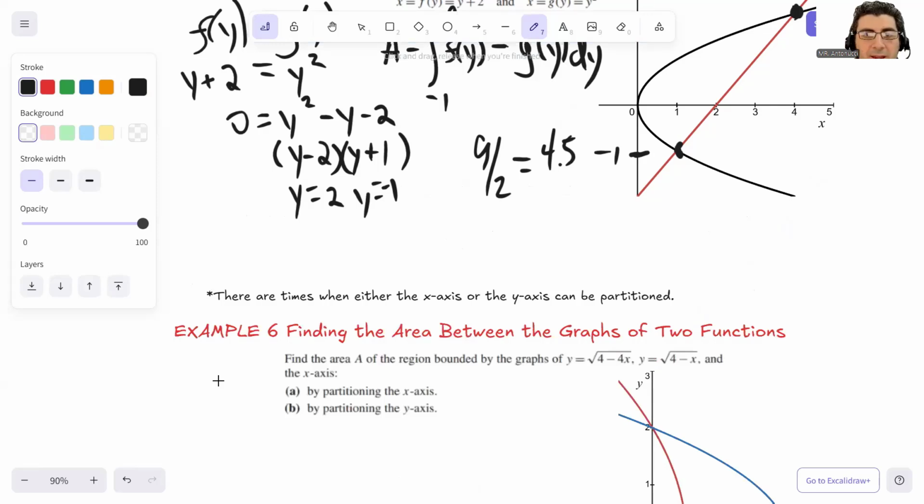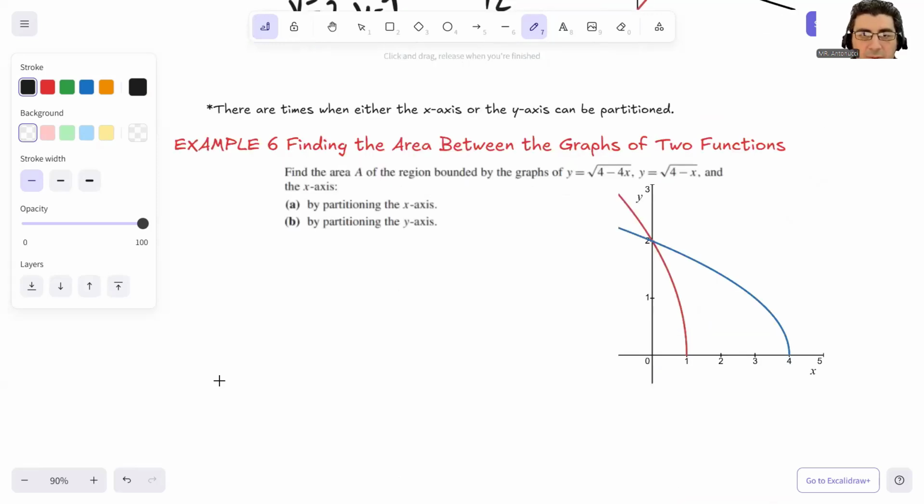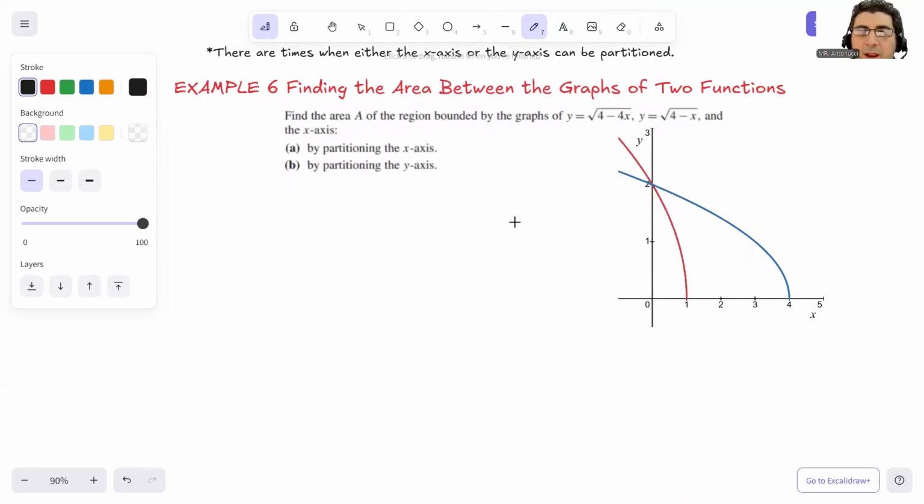So I want to look at an example where that is possible here. We have the area of this region, and it's y equals square root of 4 minus 4x, and y equals square root of 4 minus x. It's important to identify which one is which, and we want to find this area by partitioning the x-axis and then by doing it with respect to the y-axis.